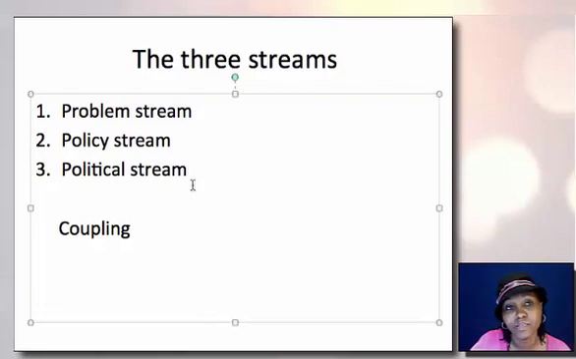It's more than a couple, it's not two, but three streams come together. Now, when coupling happens, that is what he calls the policy window. An opportunity opens, and those who are policy advocates or interest groups rush in to take advantage of this particular policy window that has opened. Because if they don't take advantage of this particular window, the window has a life and it will close.